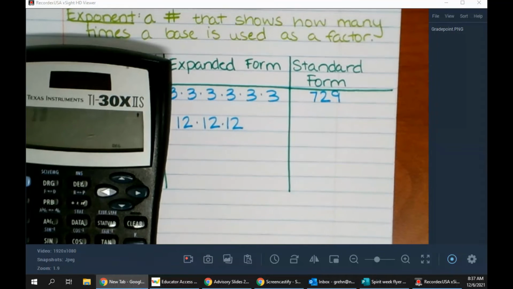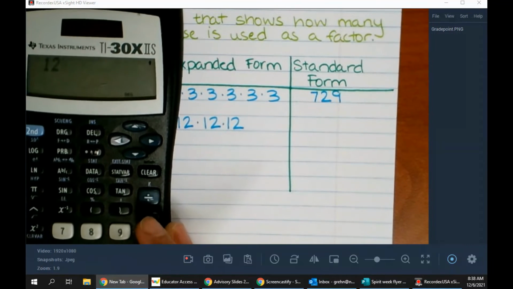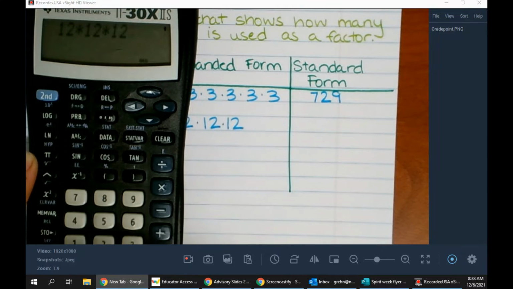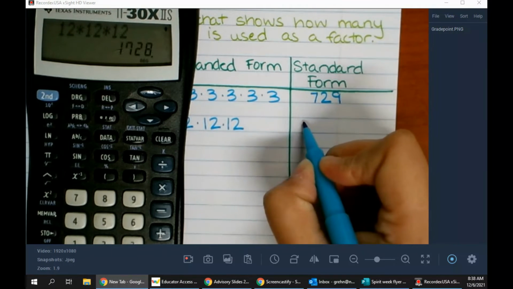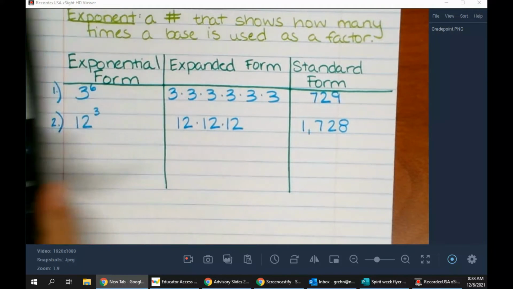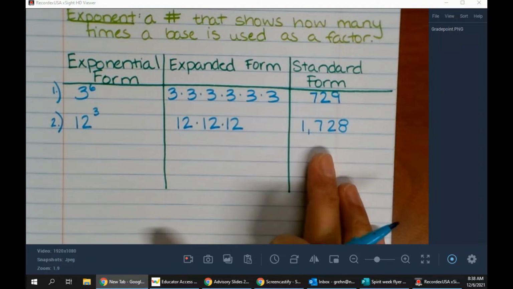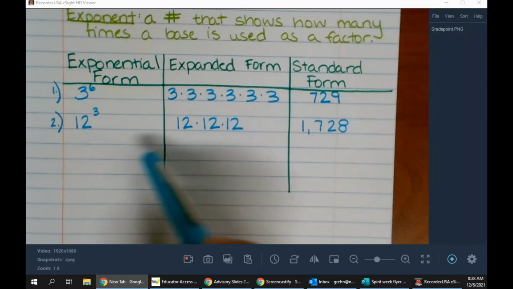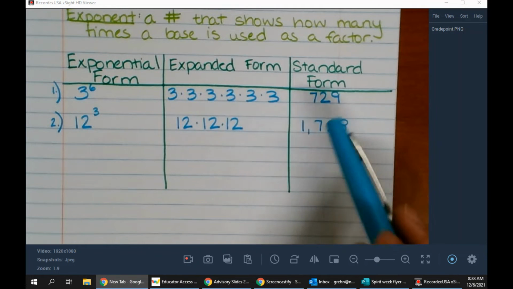So I'm going to type this into my calculator, 12 times 12 times 12, and you can see we get 1,728. You can see the values really get bigger fairly quickly, and that's because we're dealing with exponents. If you've heard someone say, wow, that grew exponentially fast, that's what we're talking about. The value increases really, really quickly.